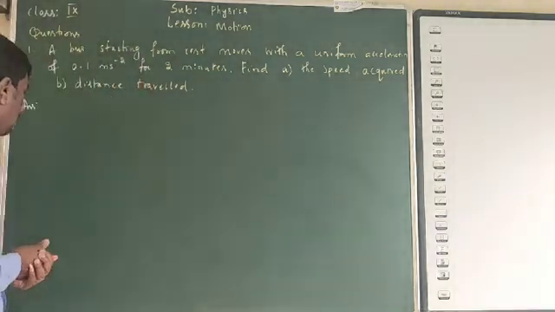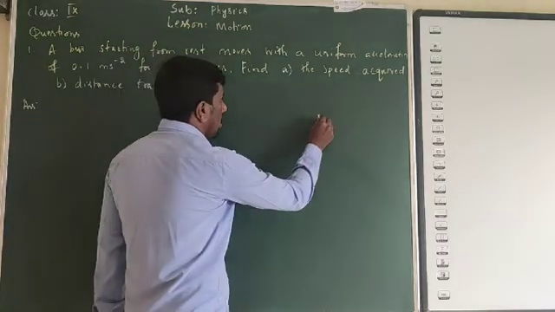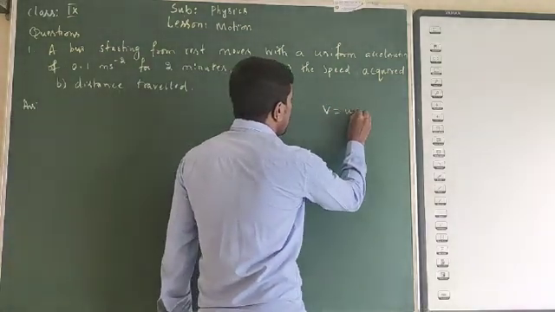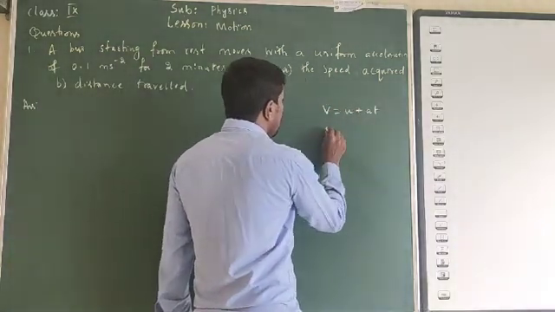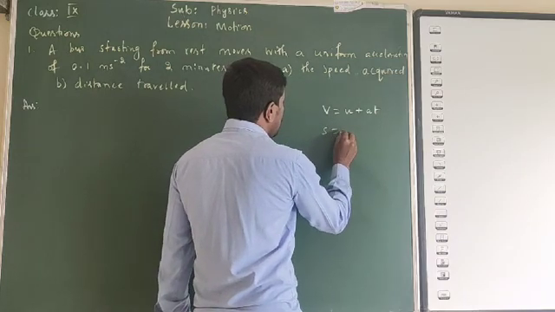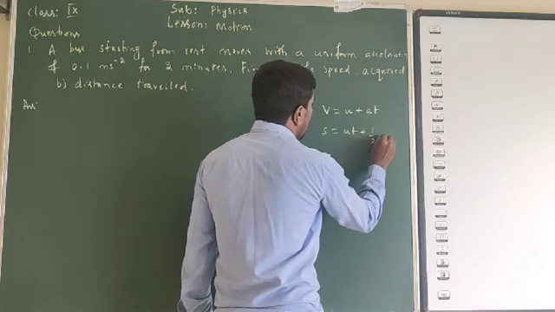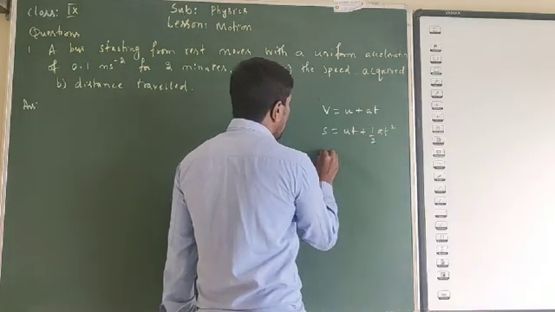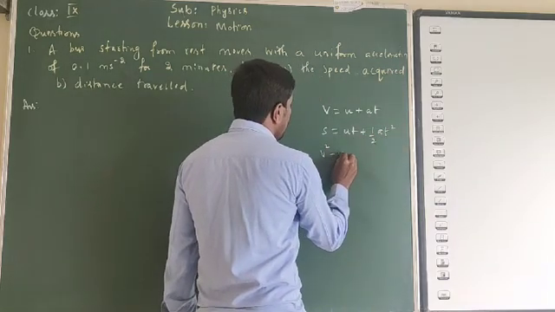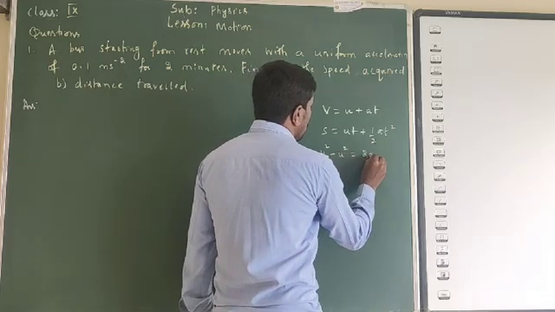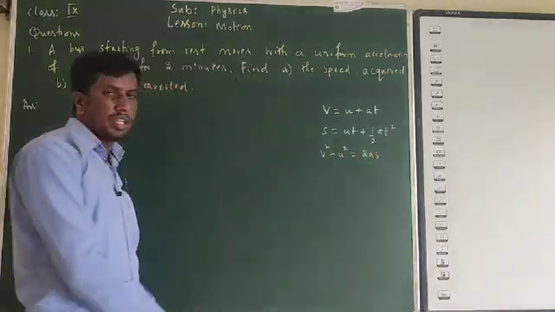So we know those three equations. The first equation of motion is V is equal to U plus At. Then the second equation is S is equal to Ut plus half At square. Then the third equation is V square minus U square is equal to 2AS. So these are the three equations, right?